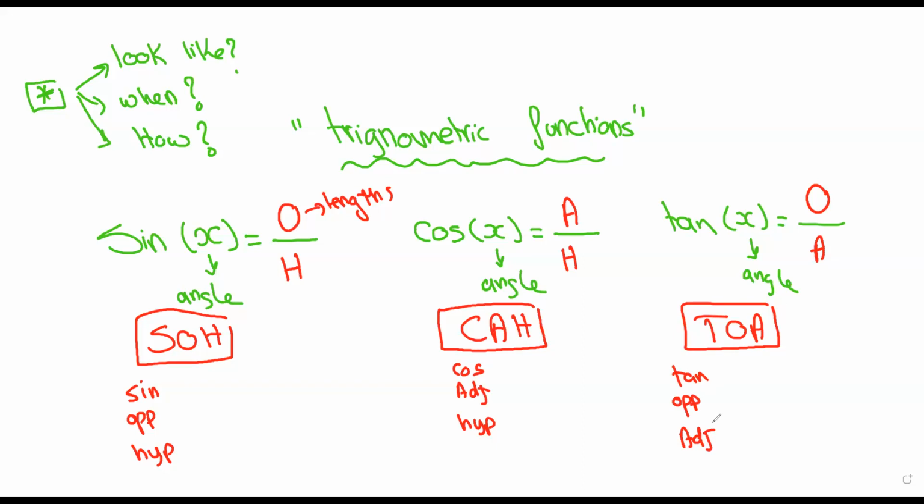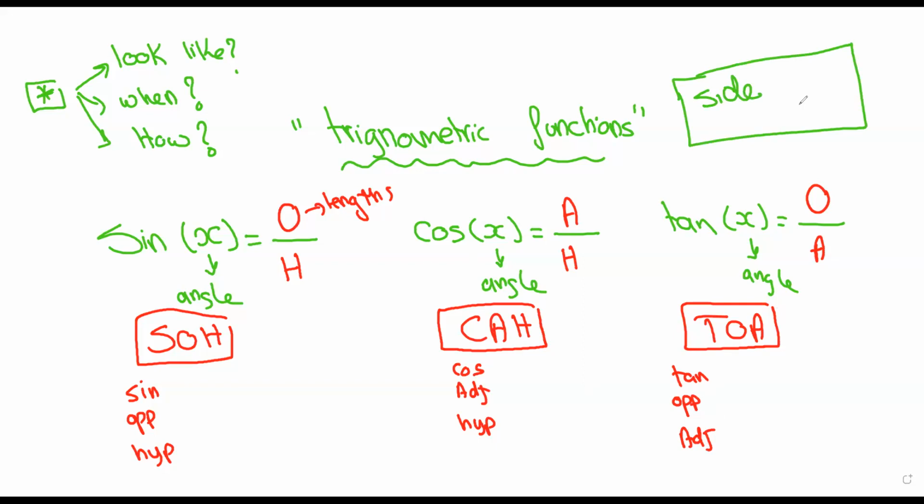SOH CAH TOA. Okay? And these green forms, these are the forms that we are going to use to calculate a side. These green forms, they are the rules that we are going to use to calculate the side.